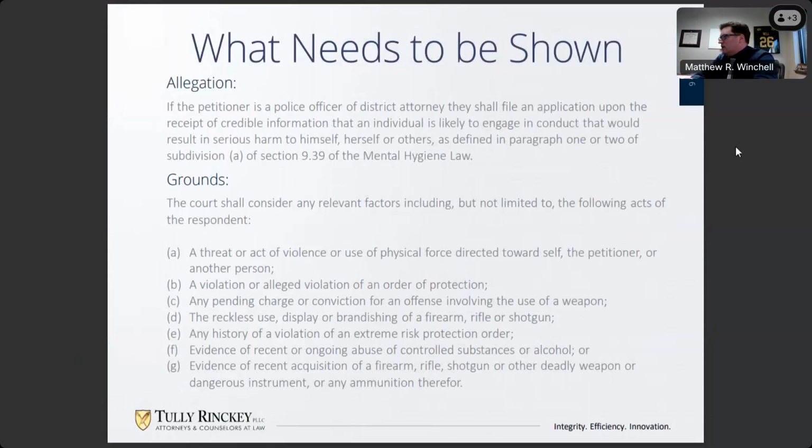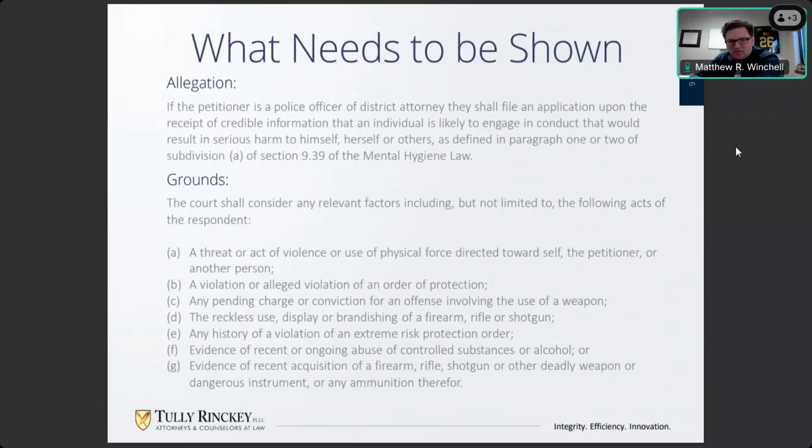The grounds that the court needs to consider, they have a list, but it's not an exhaustive list. Basically, any threat of violence or physical force towards self, petitioner, or other person is always going to be included. Violation of an order of protection, pending criminal charges, reckless use of a weapon, history of a violation of an extreme risk protection order, evidence of controlled substance abuse, and the recent acquisition of a firearm, rifle, shotgun, or other deadly weapon or dangerous instrument, or any ammunition therefor.